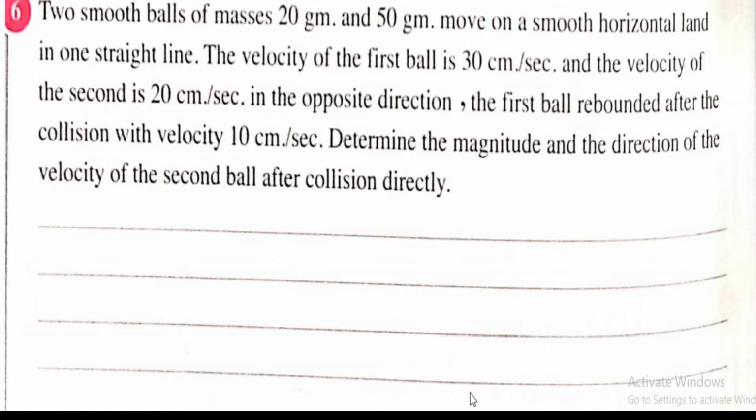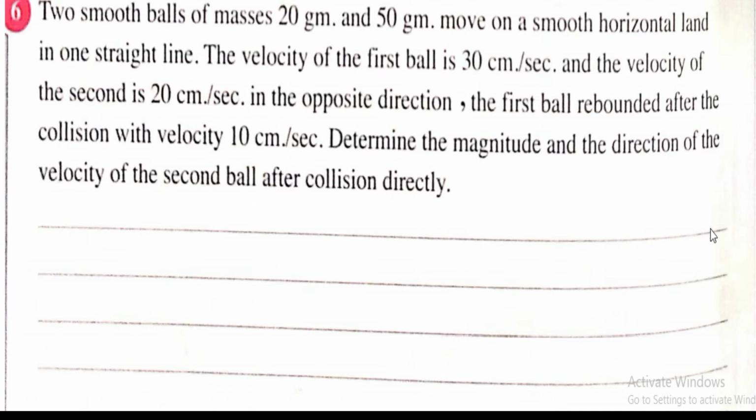Two smooth balls of mass 20 gram and 50 gram move on a smooth horizontal plane in one straight line. The velocity of the first ball is 30 cm per second. The velocity of the second ball is 20 cm per second in the opposite direction. The first ball rebounded after collision with velocity 10 cm per second. Determine the magnitude and the direction of the velocity of the second ball after collision directly.